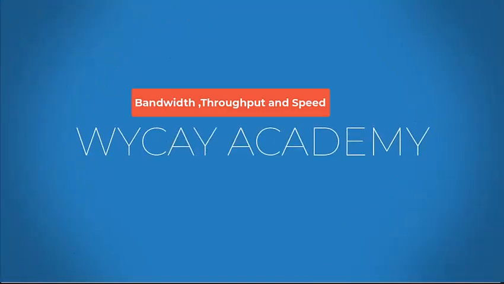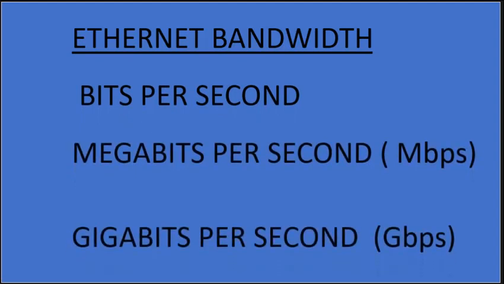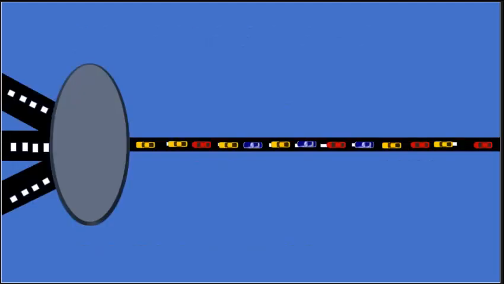In this video, we will be talking about bandwidth, throughput, and speed. These network terms are often confused and misused. What is bandwidth? Bandwidth is the possible amount of data that can be transmitted per second. Ethernet bandwidth, for example, comes in different capacities like gigabits per second, megabits per second, and so on.